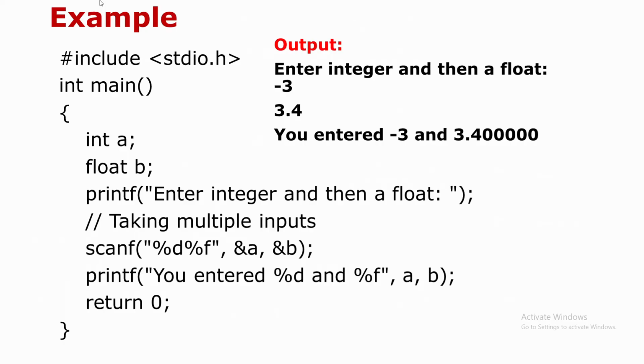Imagine you receive a courier. The delivery person needs your house address. If you only tell your name, he cannot deliver the parcel. Similarly, the compiler also needs the address where it should store the data. The ampersand symbol provides that address. Remember this interview question: why do we use ampersand in scanf? Because the compiler needs the memory address of the variable to store the input value.